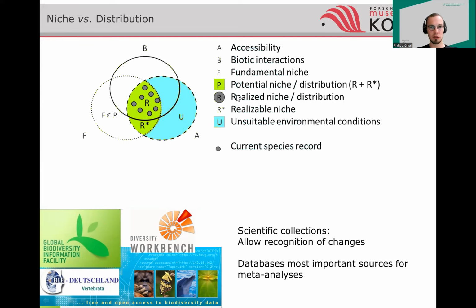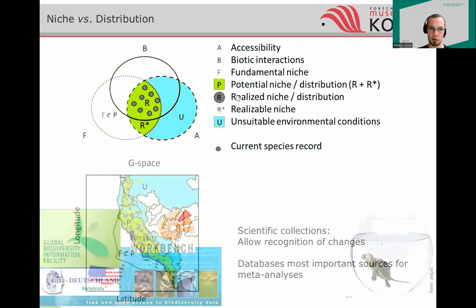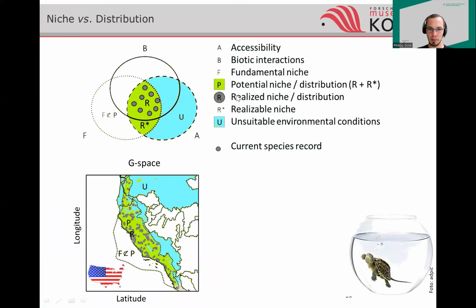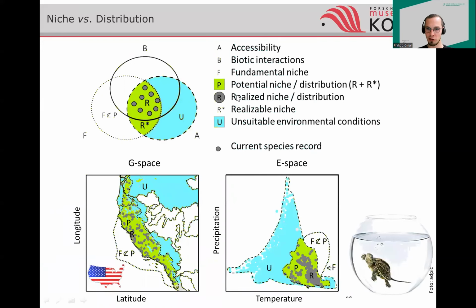The ecological niche is comprised of the fundamental niche, which represents all the abiotic factors that are relevant for species persistence, the biotic interactions, so for example, predator-prey relationships, parasitism, and so on, and the geographic accessibility. And the interplay among all three is called the realized niche. The realized niche can be seen in geographic space, but it can also be seen in environmental space, as an n-dimensional plot which comprises all the relevant variables.